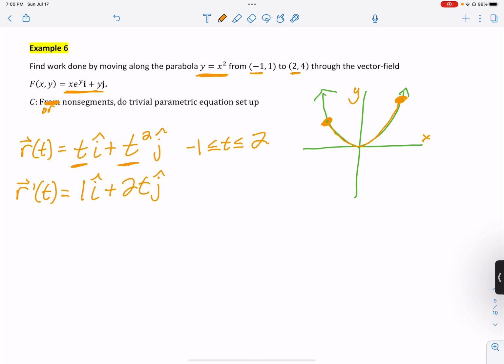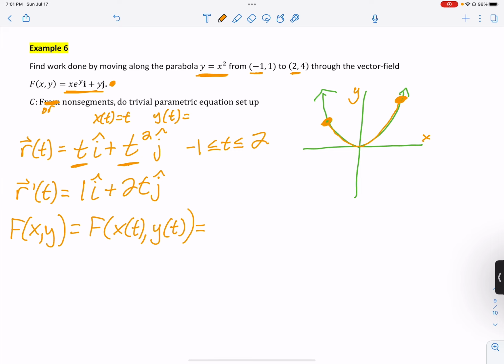We also want to have f of x y, and we want to change that in terms of t. So that's f of x of t, y of t. That's what this thing means. So f is this function right here, and I know x is t. We could even write this: x of t equals t, and y of t equals t squared. We're going to plug that in. So t times e to the t squared i, plus, okay, y is t squared j.